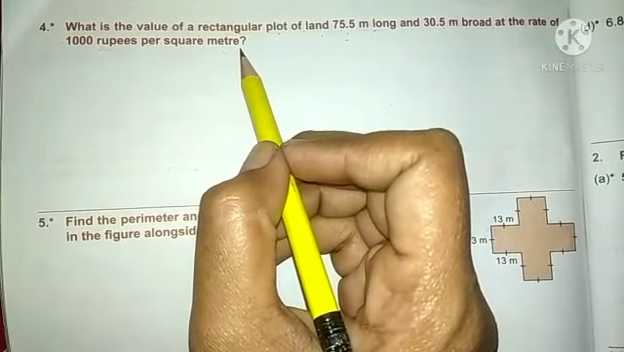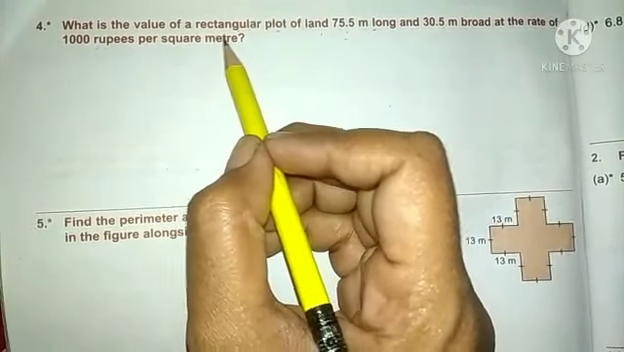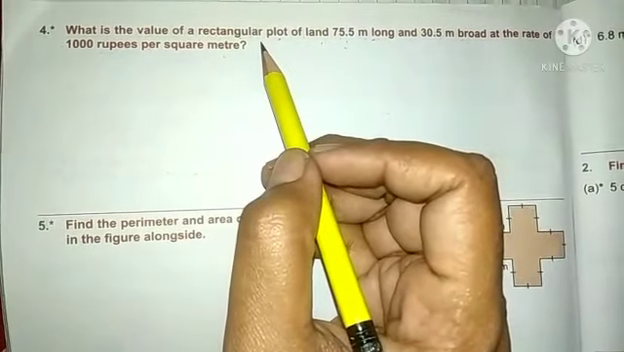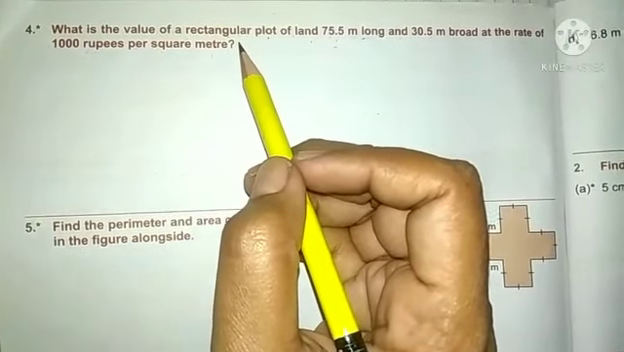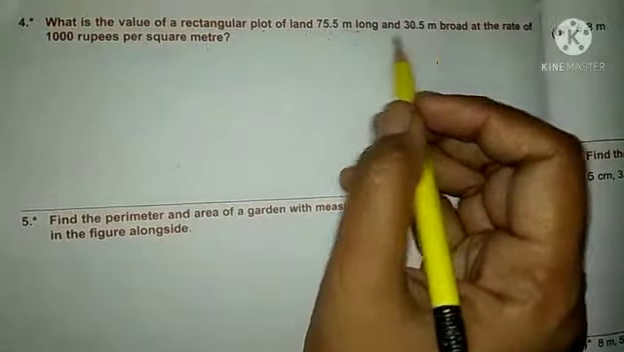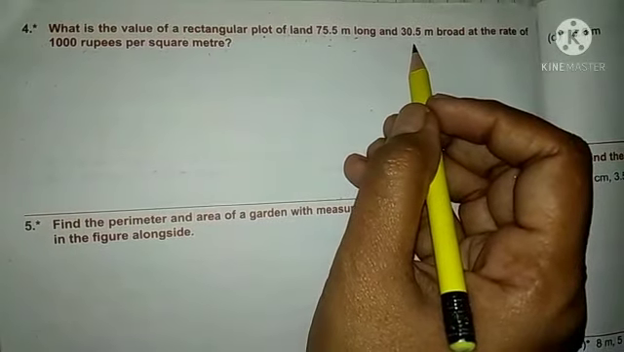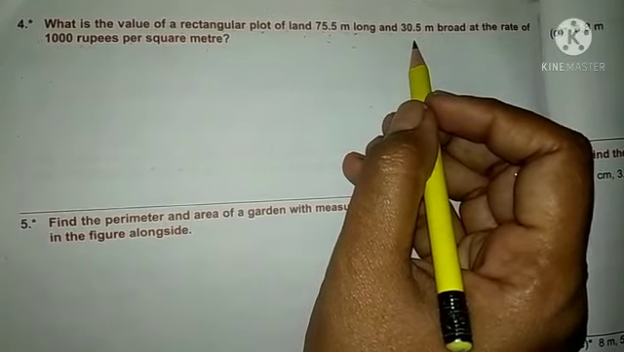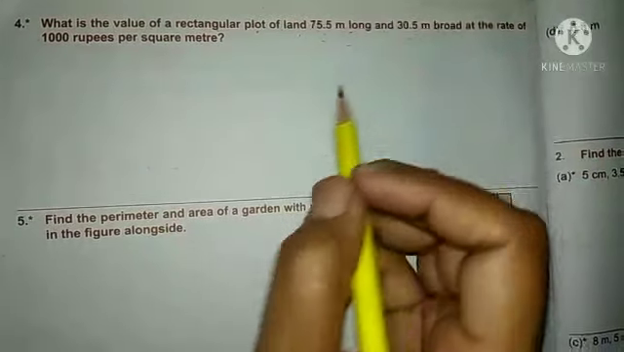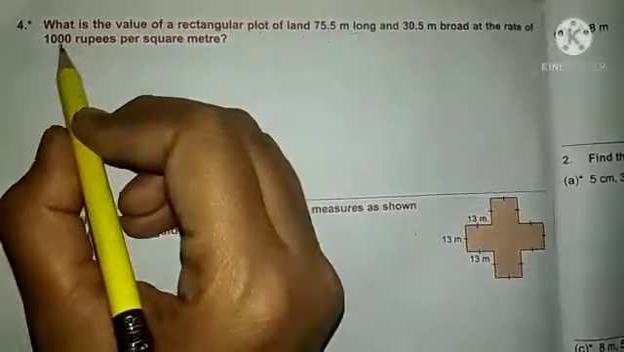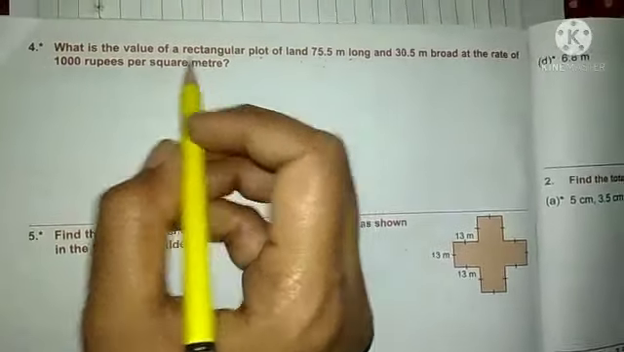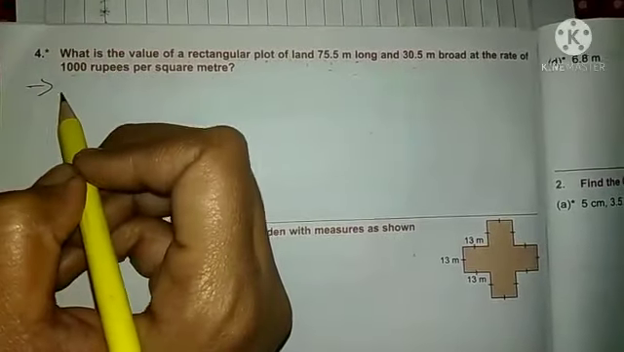Now what we have to find out, students? We have to find out the value of a rectangular plot. Clear? So here first of all we will find out the area of the plot. The length and breadth are given, so with the help of the length and breadth we can find the area of the plot. And then after finding the area, we have to find the value. The rate is given, that is 1000 rupees per square meter, so with the help of this we have to find the value of the plot.